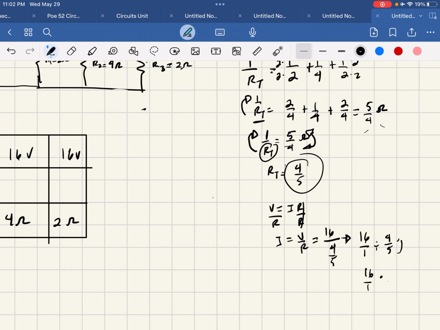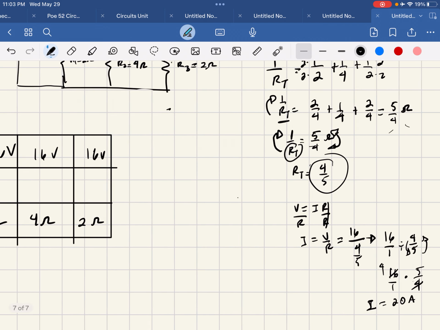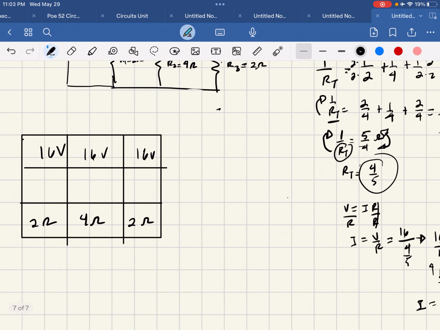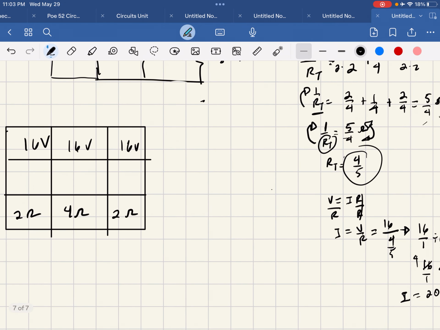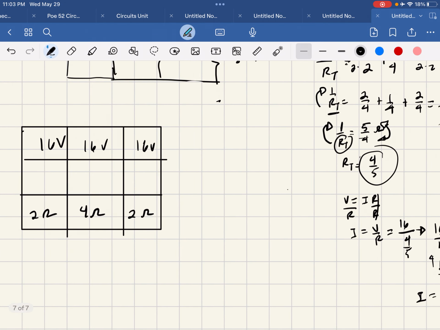So this 4 needs to come over here, and the 4 needs to come to the bottom. So that's going to be 5/4. Okay, this cancels out with that, so I end up with 4. So that means the total current is equal to 20 amps. Okay. So in this case, that means that the total current has to be 20 amps. Now let me try this out over here.